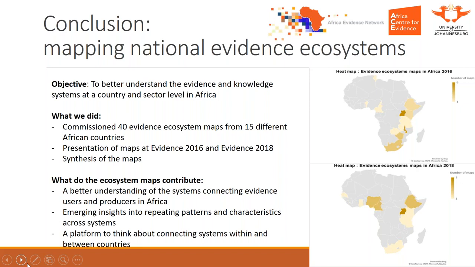So if you know that there are some issues, let's just say in the environmental sector, and you know this is a similar issue in another country, we have these sort of platforms and we know who to engage with. And this is very, very interesting.